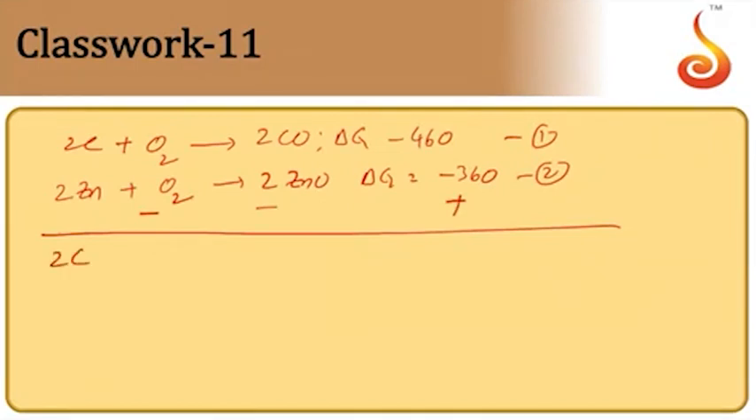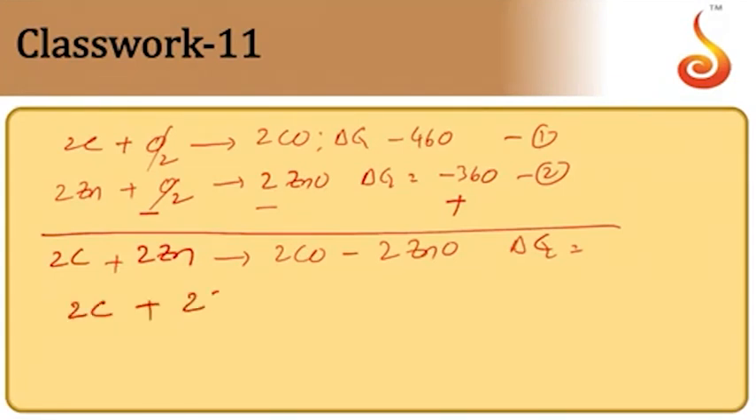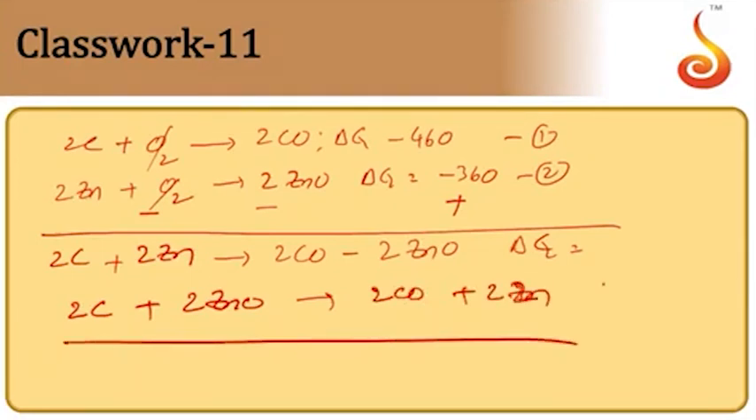So therefore if we cancel, it will be 2C plus 2ZnO, O2 gets cancelled here, giving rise to 2CO plus 2Zn, and the delta G value will be negative in this case. Dividing throughout by 2 and changing appropriately, 2C plus 2ZnO giving rise to 2CO plus 2Zn, delta G is a negative value here now.